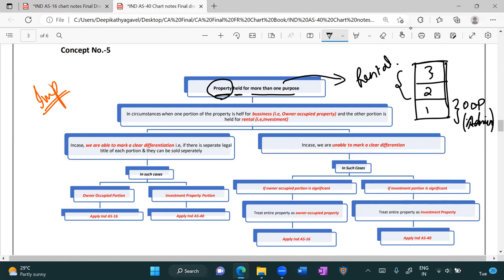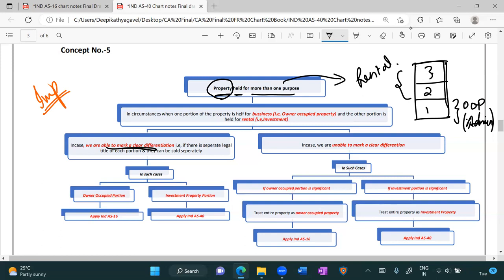So should I apply IND-AS 16 for the entire property or should I apply IND-AS 40 for the entire property? Because the second and third floor are being given on rental purpose, so it's an investment property. The standard very clearly says that first see whether you are able to make a clear differentiation between the different portions.